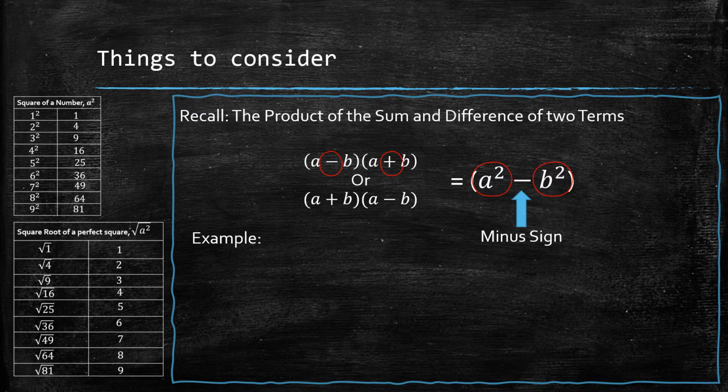Okay, let's have an example. So, tanawa, 3 minus 2 or 3 plus 2. I-check nato ang nature if the same. Pareho sila 3.